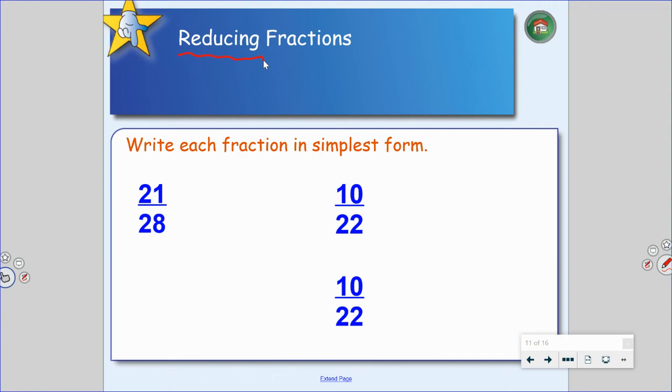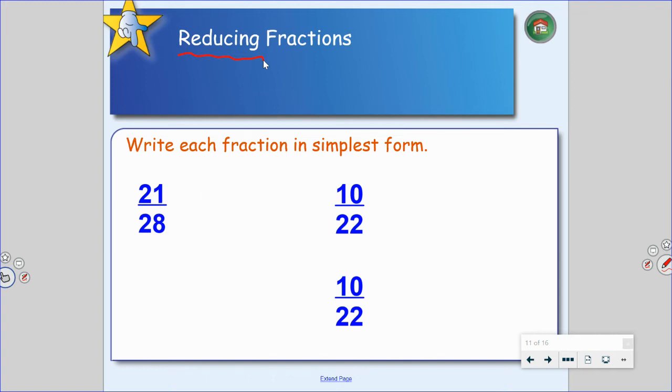Again, the essential question for this coming chapter is how can we represent numbers in different ways? You can represent wholes as improper fractions. You can represent mixed numbers as improper fractions. Or you can represent improper fractions as mixed numbers. We can also change the representation of a proper fraction by reducing to simplest form.